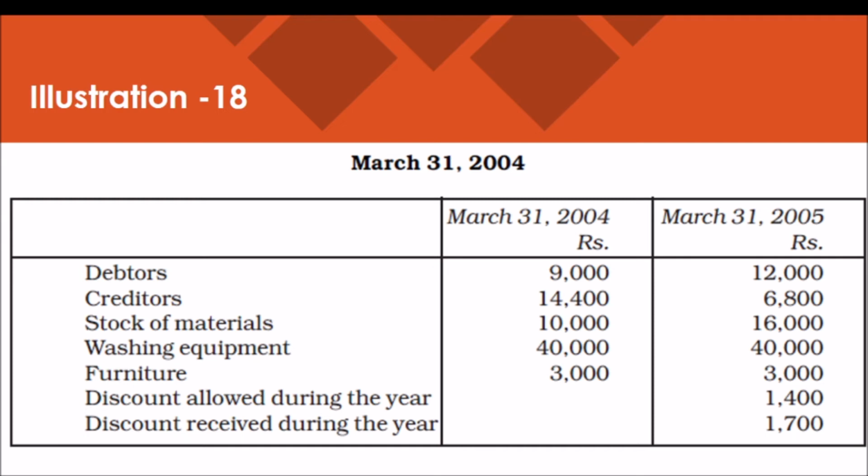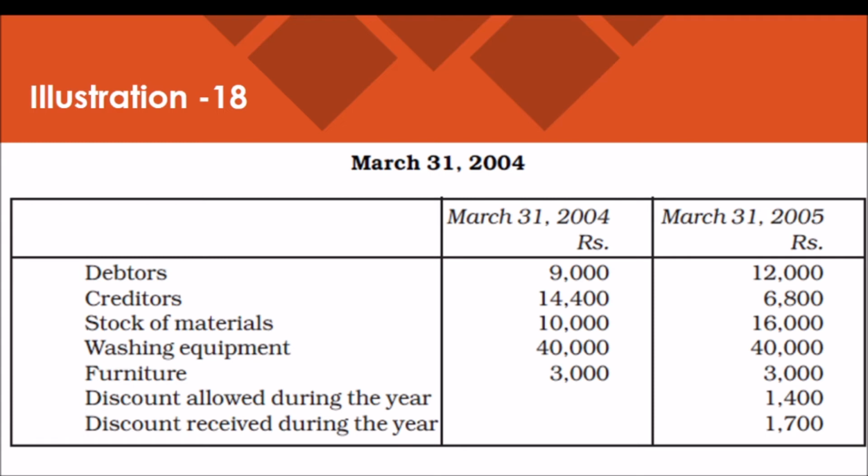And washing equipment is an asset, and its opening and closing values are the same. Furniture opening and closing values are also the same. That means it is available in the opening statement of affairs and the closing balance sheet. We have to prepare the opening statement of affairs, and at that time we have to consider all these things. Then discount allowed amount is there, and discount received amount is also given. My dear students, we have to first prepare the opening statement of affairs because the capital amount is missing. The amount of capital is missing in this question.